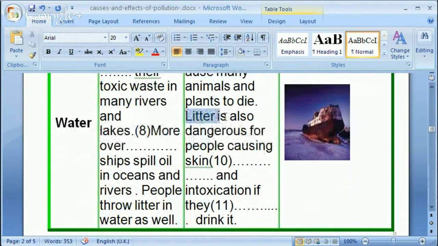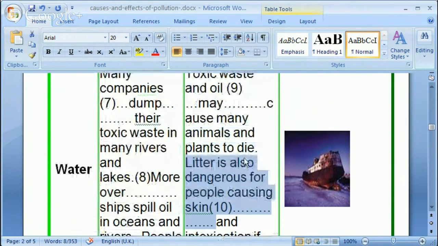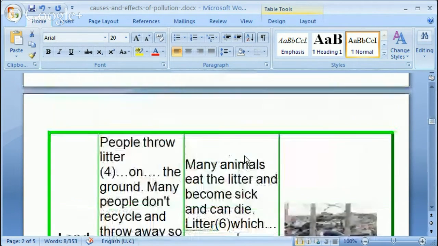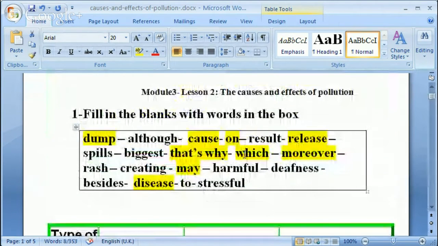Moving on, litter is also dangerous for people causing skin something. Skin something. Ooh, we already used disease. Well, skin something. Well, the first thing that comes to my mind is disease, co-located with skin. Sometimes you understand co-locations, words that go together. So lung disease goes together. What word goes together with skin, which means we're talking about effects of pollution, obviously something negative. Skin spills, not likely.